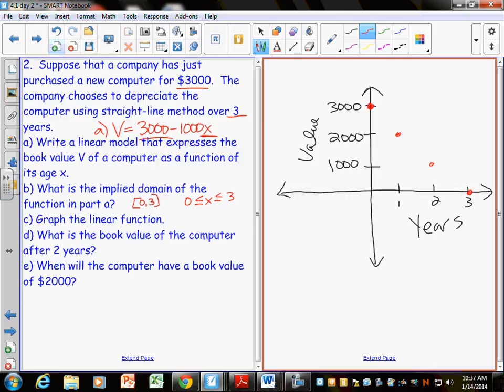And there's no arrows on this graph. It does not keep going. It stops from 0 to 3 years because you can't look at the value before you bought it, and when it gets down to 0, we don't worry about the value anymore. It's no value to us.